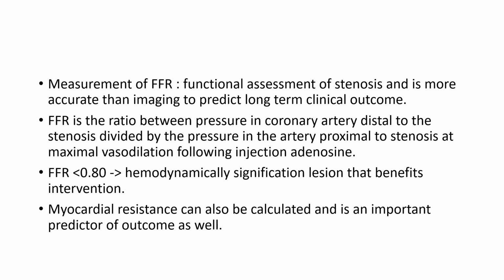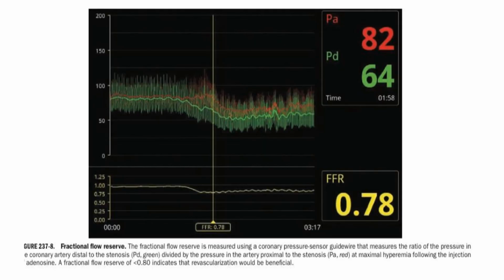So FFR less than 0.80 is a hemodynamically significant lesion and it benefits from intervention. Similarly, we can get myocardial resistance using the other variables and it is an important predictor of outcome. This is how the pressure gradients in FFR are depicted. The one in green depicts the pressure distal to the stenosis and the one in red depicts proximal to the stenosis, and FFR is found to be 0.78 in this picture.